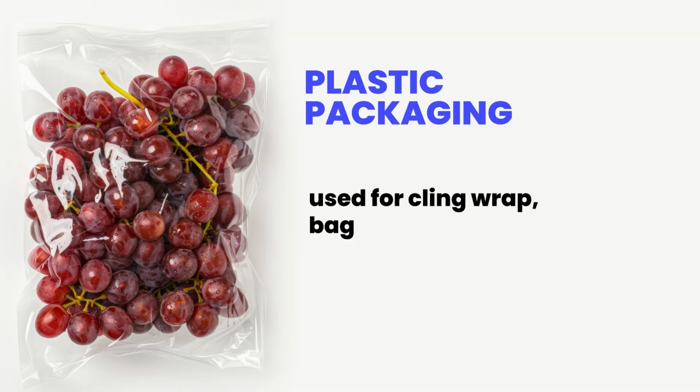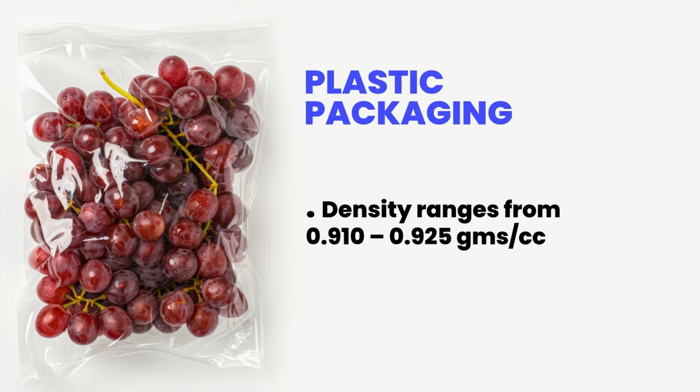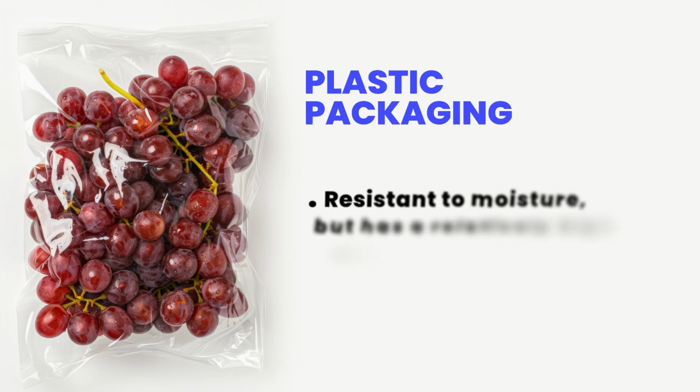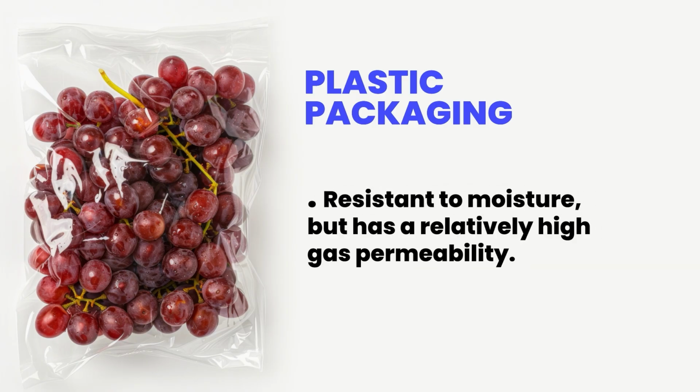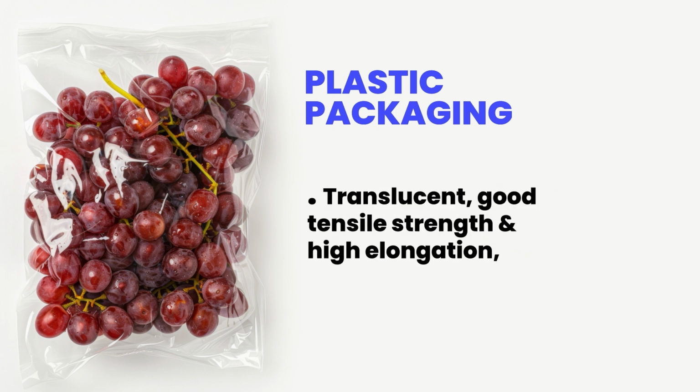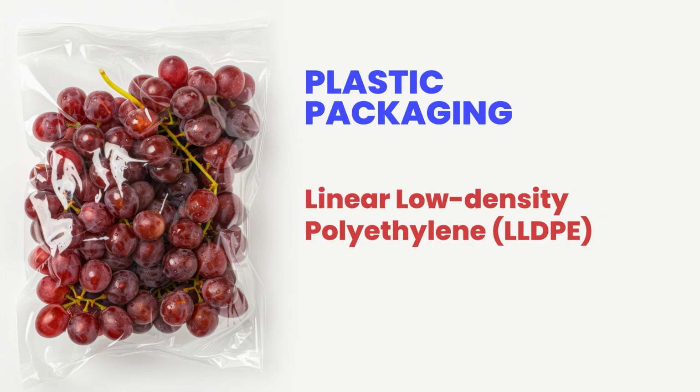Low density polyethylene is used for cling wrap or bag preparation for food. Density ranges from 0.91 to 0.925 grams per cc, and it's resistant to moisture but has relatively high gas permeability. It is translucent, with good tensile strength and high elongation. Linear low density polyethylene, LLDPE, is better than LDPE in terms of tensile strength and elongation. It has improved stiffness and excellent heat seal property.